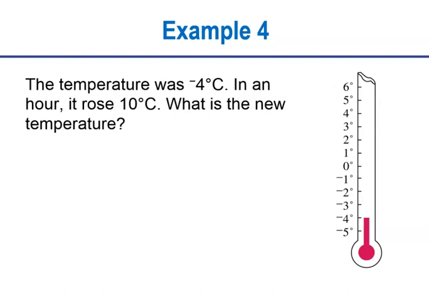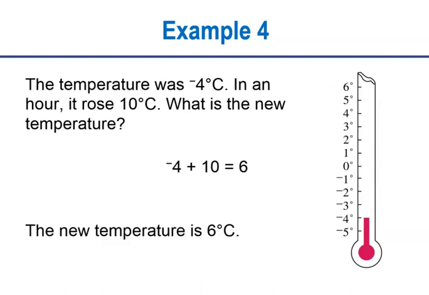Okay, how about an example? The temperature was negative 4 degrees Celsius. In an hour, it rose to 10 degrees Celsius. What is the new temperature? So if we rose 10 degrees, that means we go up 10 degrees. Let's count. So 1, 2, 3, 4, 5, 6, 7, 8, 9, 10. I could highlight that. So we rose up 10 degrees and we end up on 6 degrees. So that represents negative 4 plus 10, which is equal to 6. And we already know this gives us the result of the new temperature is 6 degrees.